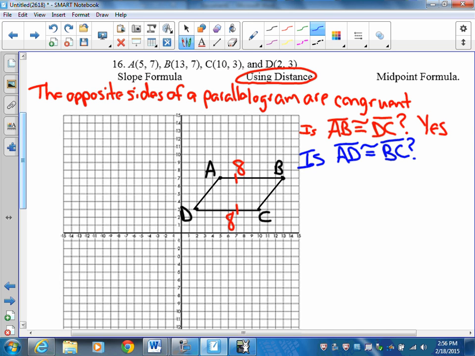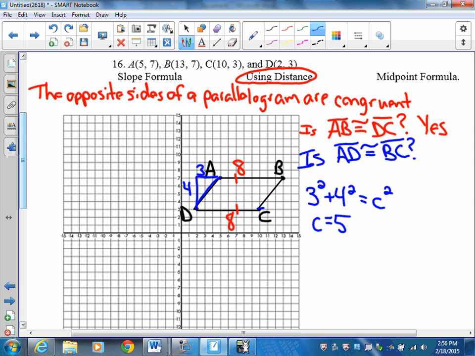Well, this one we can't simply count because it's a diagonal line. But what we can do is use the Pythagorean theorem. So we have 1, 2, 3, 4, 1, 2, 3. So we have 3 squared plus 4 squared is equal to c squared. Remember, we're looking for the hypotenuse, right triangles. And you should know that c is equal to 5. It's a 3, 4, 5 triangle.